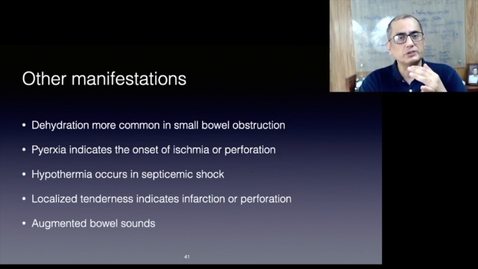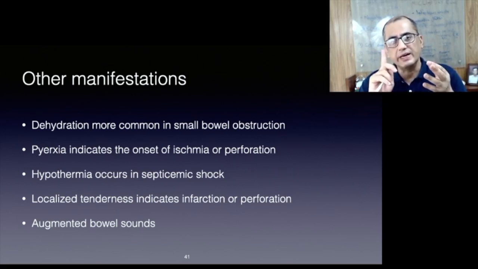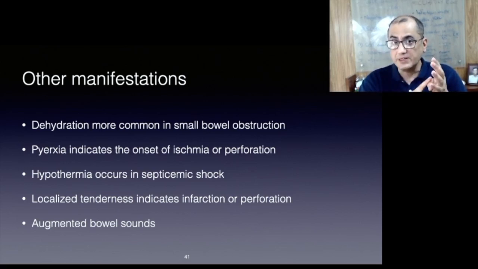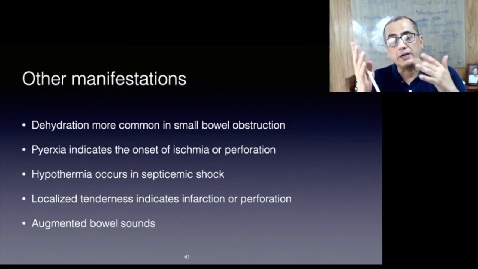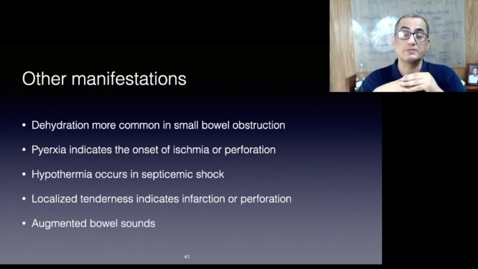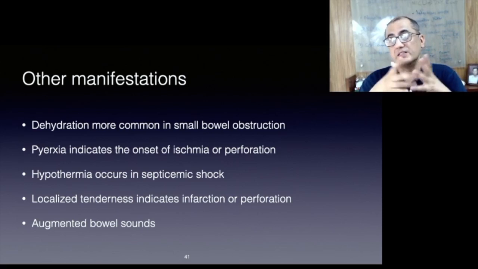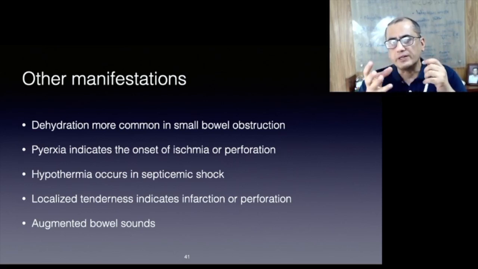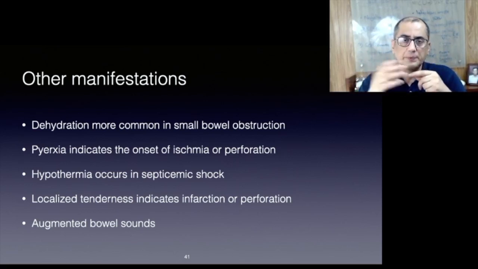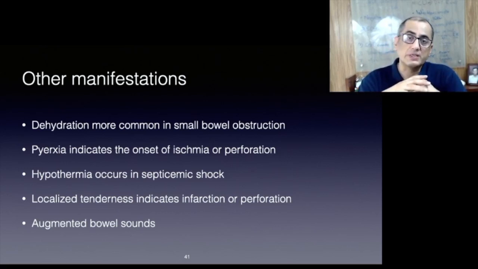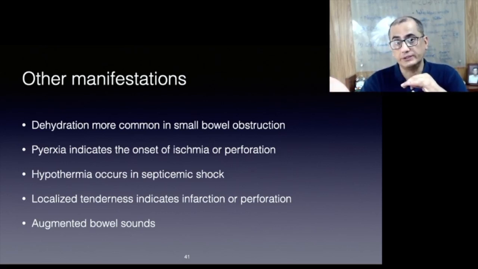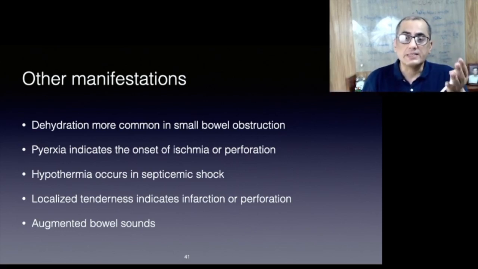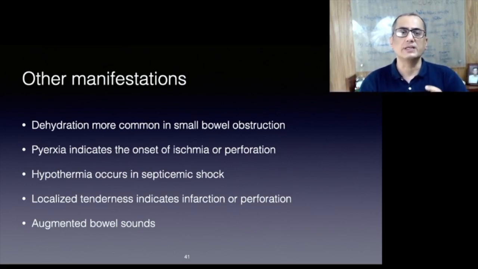Pyrexia in the presence of obstruction is rare, and it may indicate that one, there is ischemia, number two, there is an intestinal perforation or inflammation or abscess which is associated with the obstructive disease, such as if you have a perforated appendix, appendicular abscess causing obstruction. Now, hypothermia indicates septicemic shock or a neglected case of long duration. Localized tenderness indicates impending or established ischemia. The development of peritonism or peritonitis indicates impending or overt infarction or perforation.